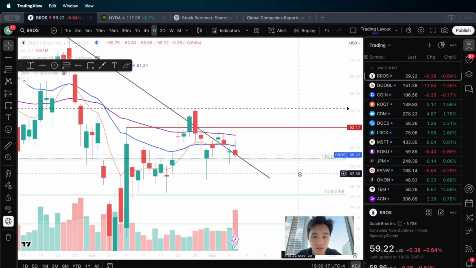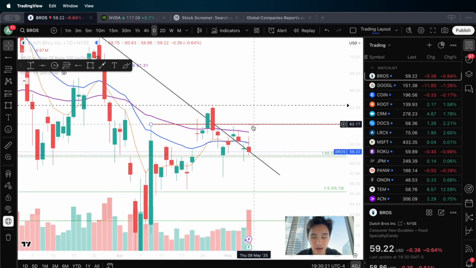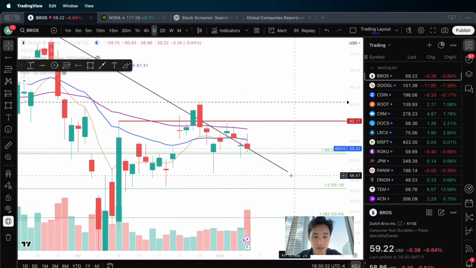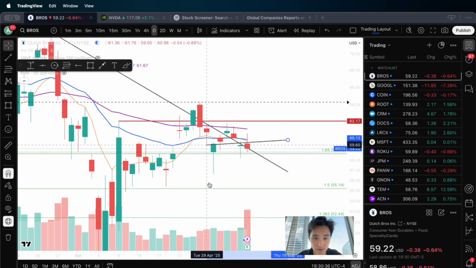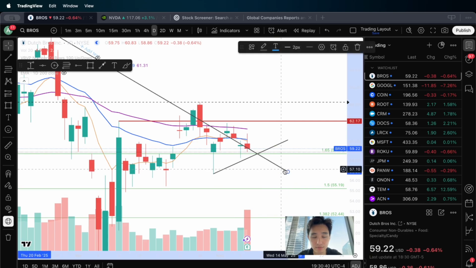Bros. Kind of ugly, I'm not gonna lie. This reminds me of the Airbnb setup here, where we just really struggle to flip the 50 EMA, and then price is trending down lower again. So there's nothing really to do here. If anything, maybe look for a break of this area for a downtrend.